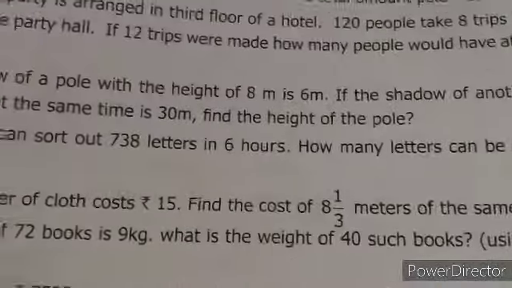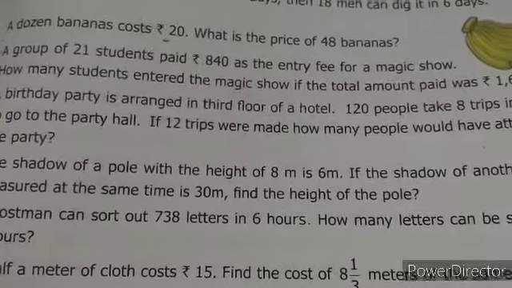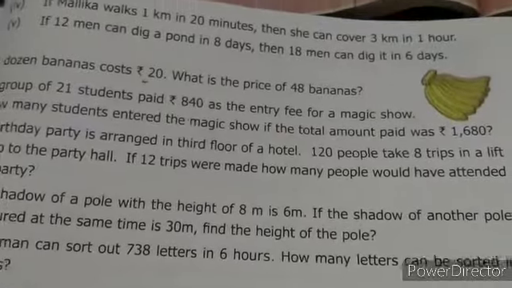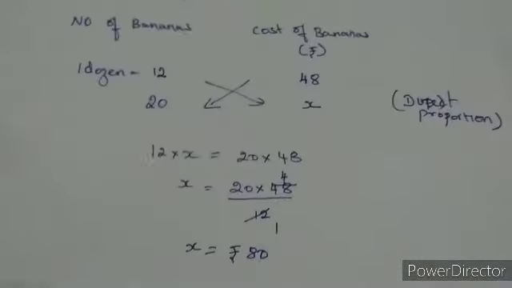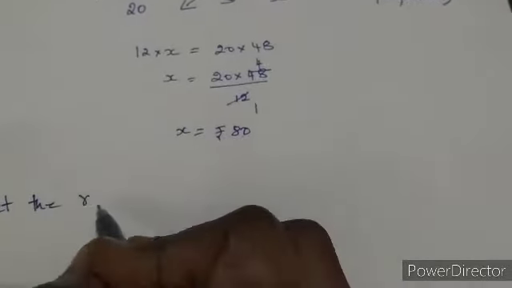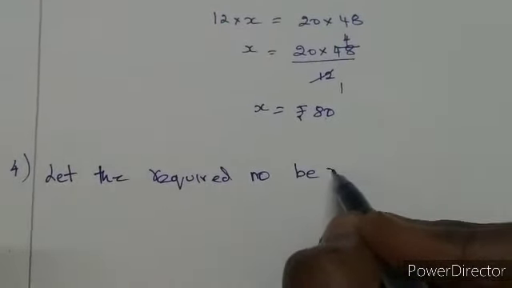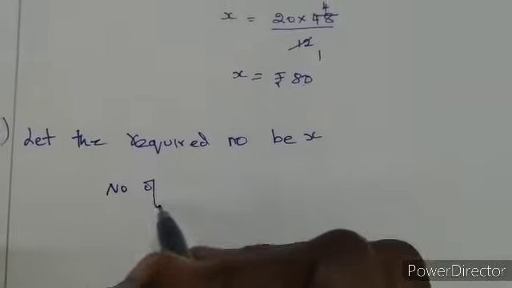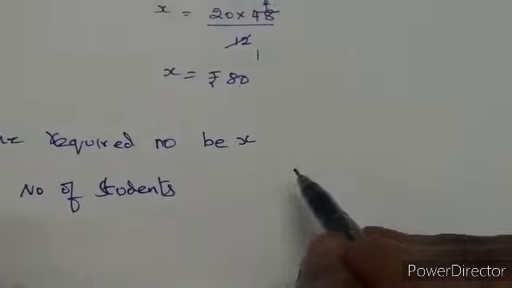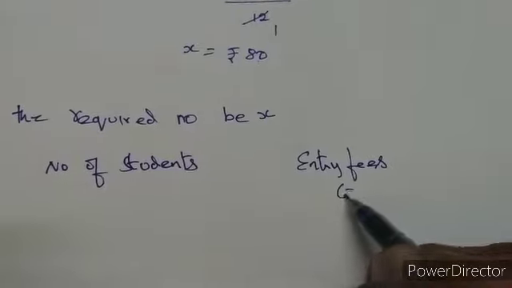Let's move to question number 4. What is the given question? A group of 21 students paid ₹840 as entry fees for a magic show. How many students entered the magic show if the total amount paid is ₹1680? So, what will be the heading? Let the required number be x. So, the heading: number of students and entry fees. Entry fees is in rupees.